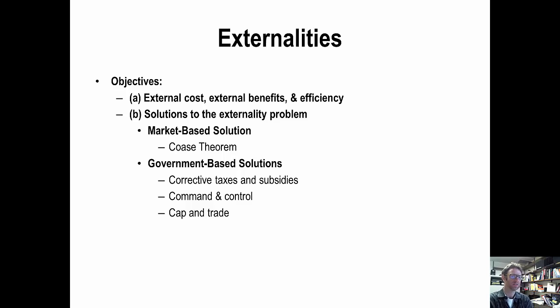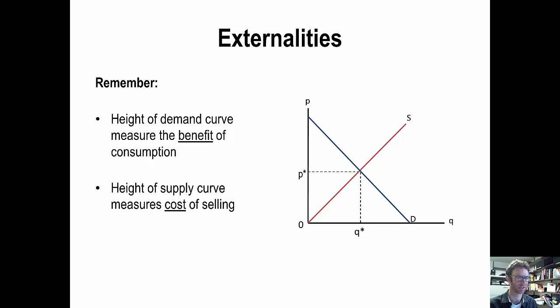And then we're going to talk about some of the solutions of this so-called externality problem. And we'll address two broad types of solutions. There are market-based solutions, particularly what we refer to as the Coase theorem. And there are several government-based solutions that we'll quickly review, in particular, corrective taxes and corrective subsidies, command and control policies, and then if we've got time, I'll briefly look into cap and trade as a potential option, which is a hybrid between command and control and market-based solutions, such as the Coase theorem.